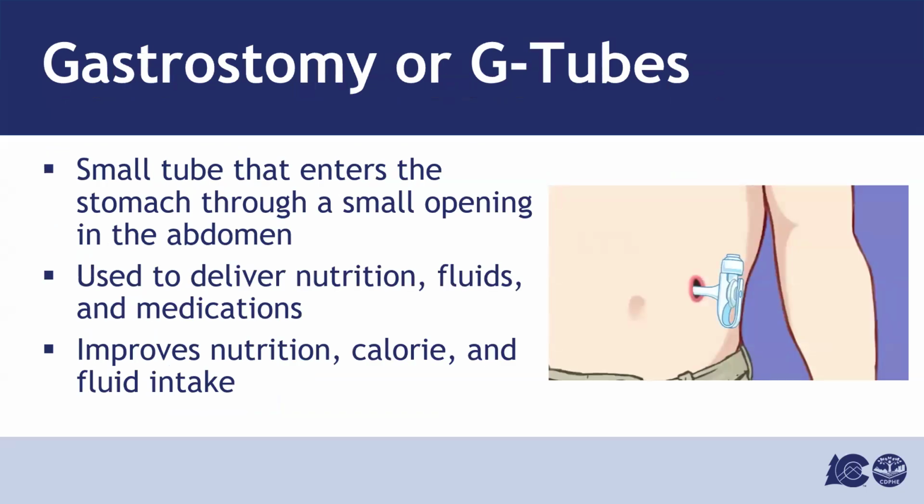Some children in your care may require feeding and sometimes medications through a gastrostomy tube or G-tube. This is a small tube surgically placed directly into the child's stomach. This tube can deliver important nutrition for children and will help them grow in a healthy way.